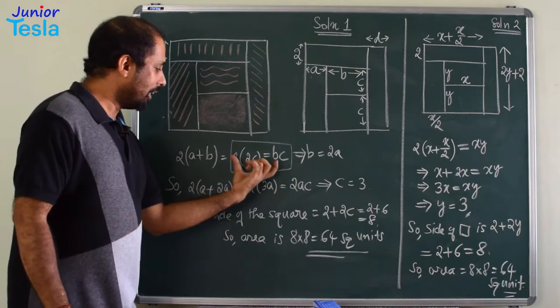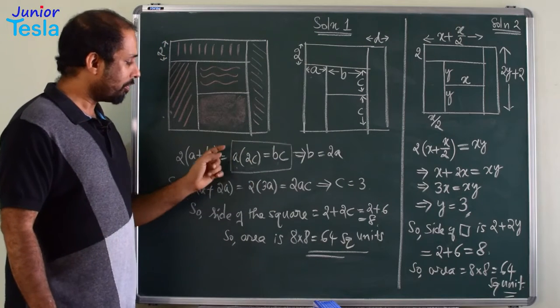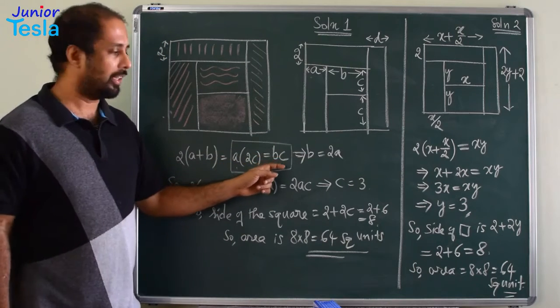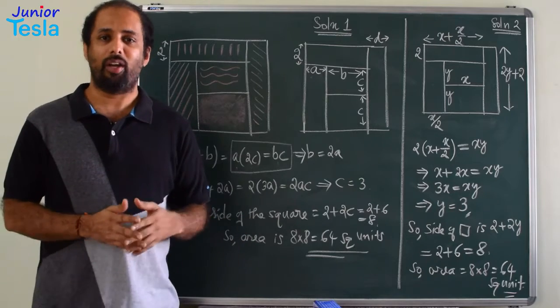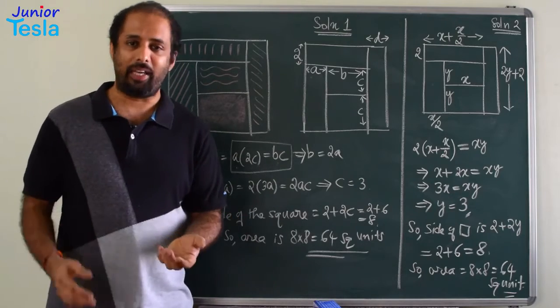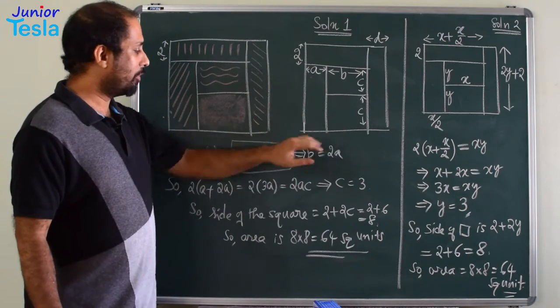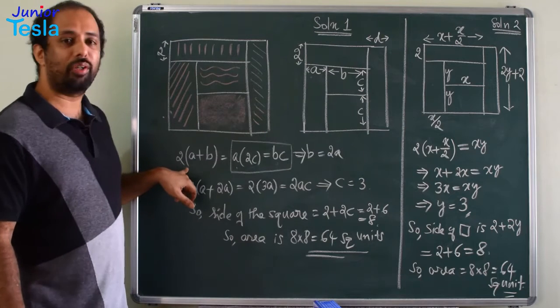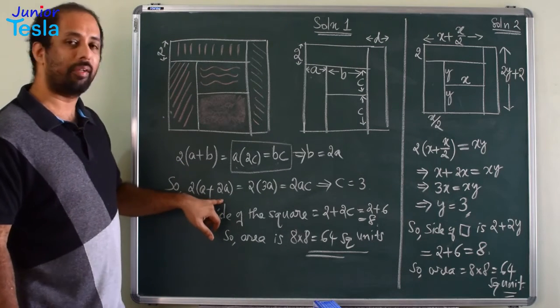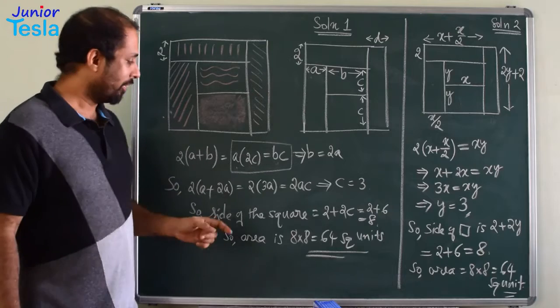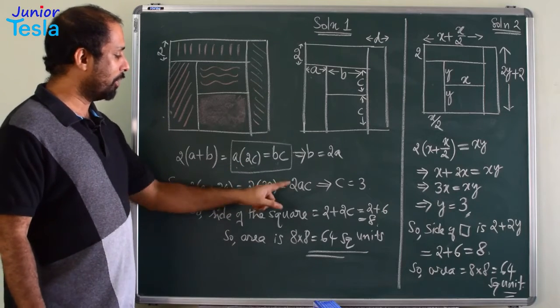Now if you take only this expression, A into 2C equal to BC, I can tell the value of B. B is equal to 2A. So I have got the value of B in terms of A. Now this expression B is equal to 2A, I can substitute here. 2 times A plus B will become 2 times A plus 2A, which is equal to 2 times 3A. Now 2 times 3A is equal to 2 times AC.